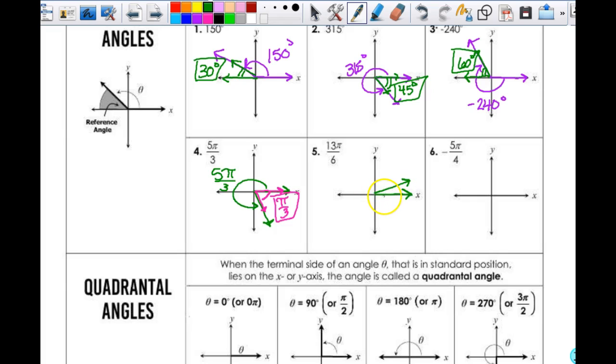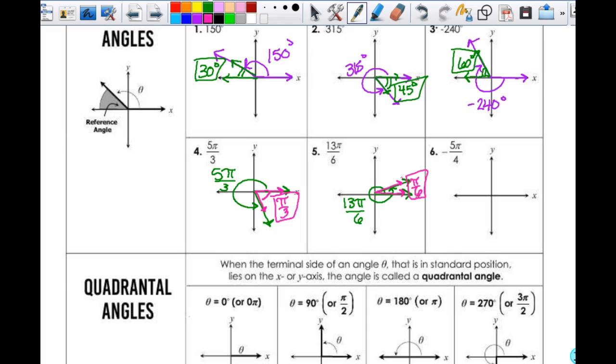So I'm here, and I go all the way around and then keep going. There's my 13 pi over 6. So this is my reference angle, between the terminal side and the x-axis. So we just said that we went all the way around. That's 12 pi sixths. Then I go 13 pi sixths. That's pi sixths more.